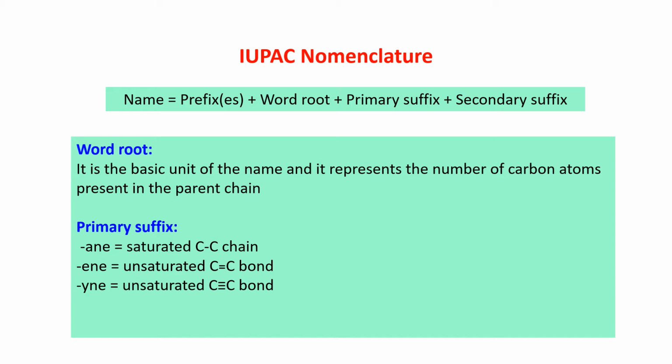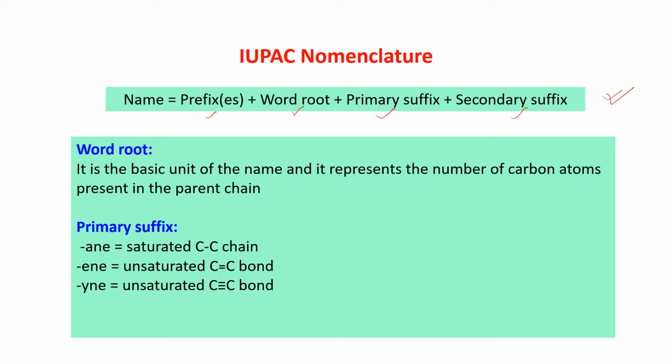Let us start to write the IUPAC nomenclature of some organic compounds. To write the name of an organic compound, certain rules are being followed. The name is written according to the order given here. First prefixes, then word root, then primary suffix, then secondary suffix come one after another. Now what is prefix, what is word root, what is primary suffix and secondary suffix, that I will explain one after another.